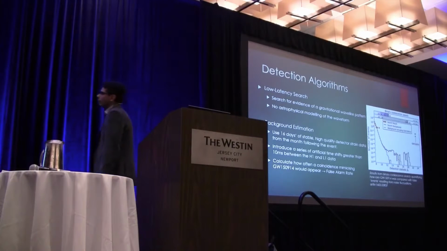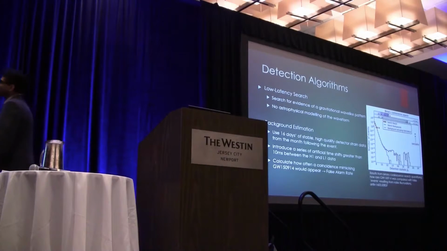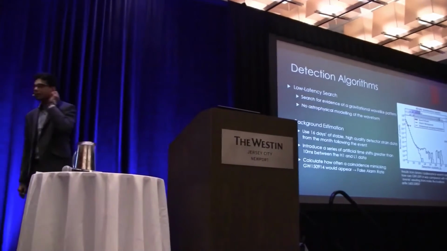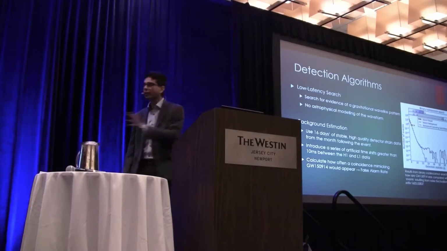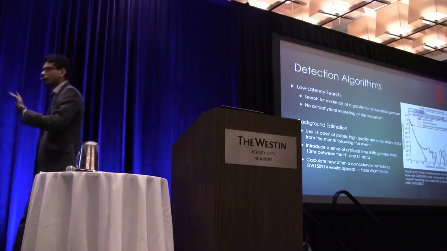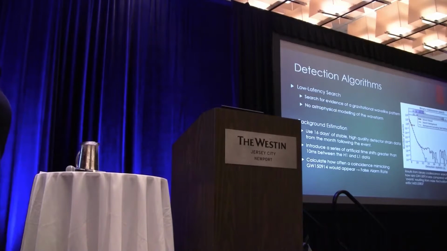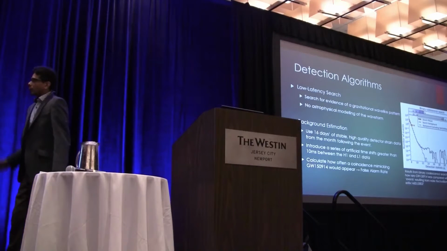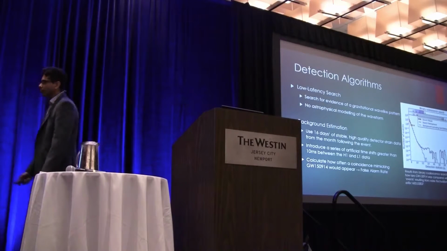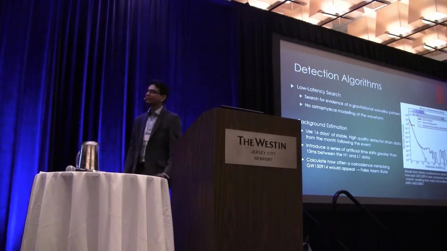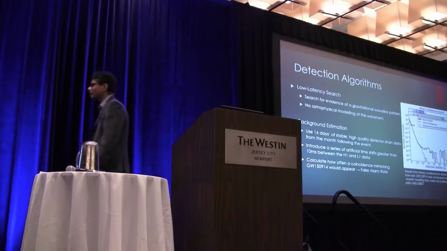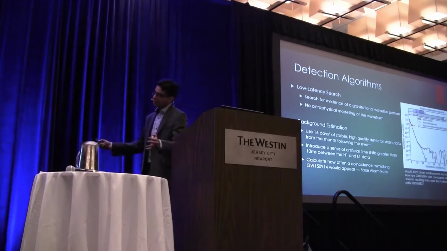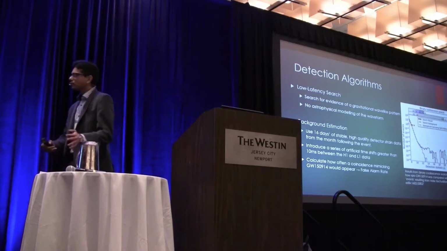So for that, LIGO has come up with some algorithms to do low latency searches. Those algorithms are very simplistic. They are basically looking for some excess signal above some noise thresholds. They are not doing any kind of physical modeling of the gravitational waves. Once that kind of detection has been made, they want to figure out the significance of that detection, so they want to estimate the background. That is basically done by, let's imagine that LIGO has done the analysis over 16 days.